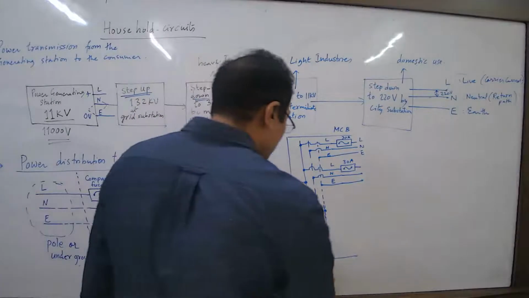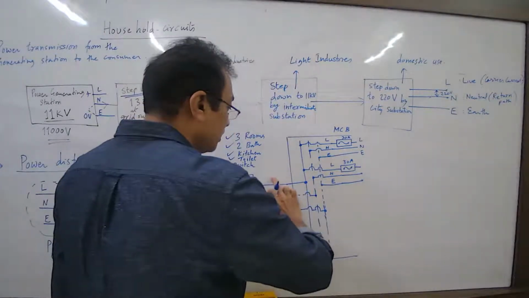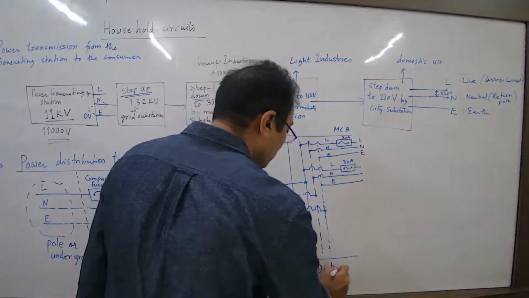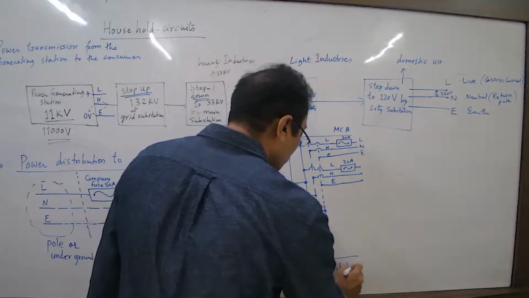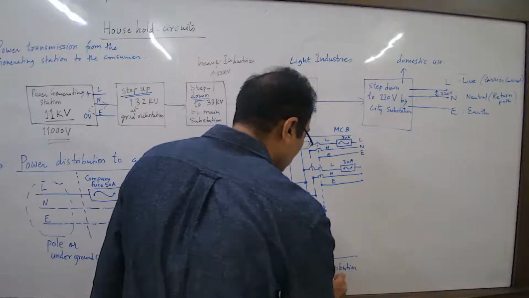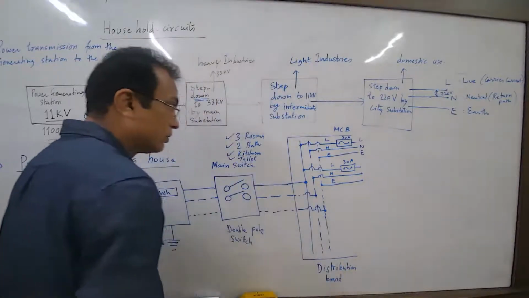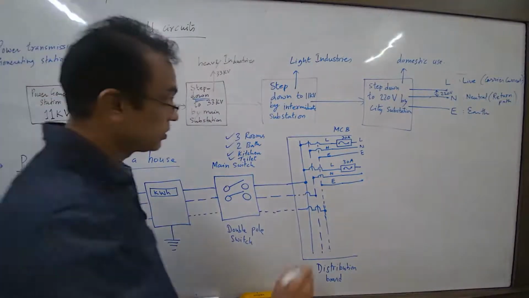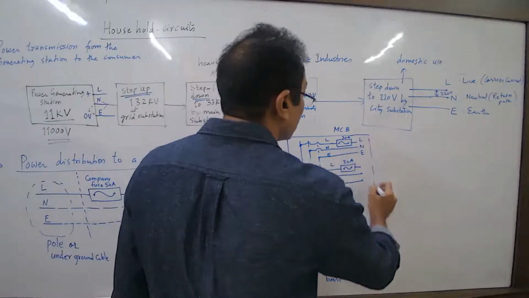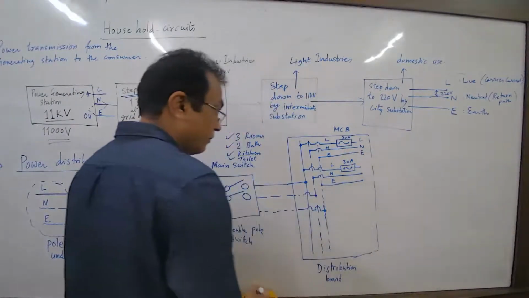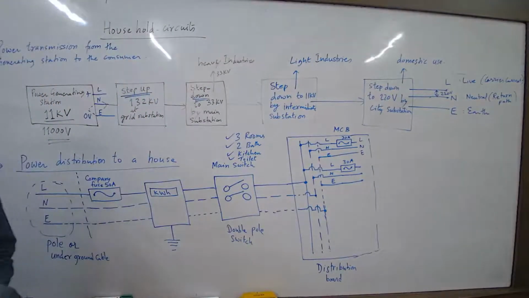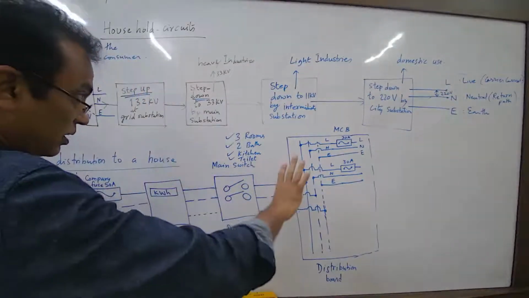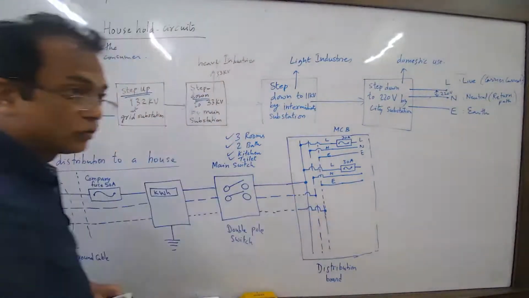Understood? So we call this a distribution board because now these 3 wires which came from outside are now distributed to wherever I want to use it. Is it understood? Okay, that's all it is. This is my distribution. So, this is the household circuit till outside your room.